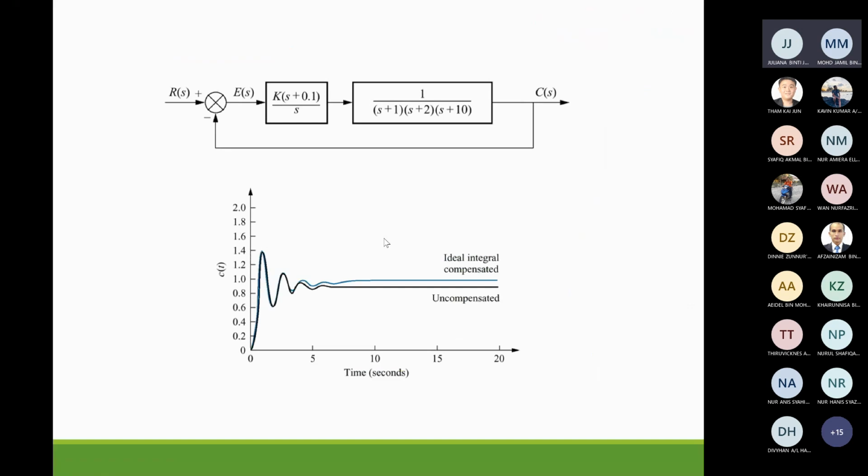So if we sketch the time response curve for the system without compensator and for the system with compensator, we can see that the steady state error has reduced from this black color here, which is 0.108, to the new blue color here, steady state error equals 0. So that's the effect of adding a compensator.